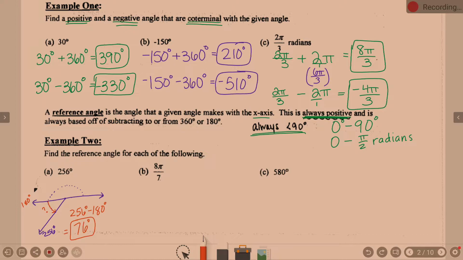Ready to try B? B is radians. That's what makes this one a tougher one. Now, I'm going to start over here at 0, yes? Now, you can look all you want, but you're not going to find 8 pi over 7 on the typical unit circle, because sevenths is not something we work with on the unit circle. Doesn't mean it doesn't exist. So, here's what I always want you to think. I'm just going to dot these in.